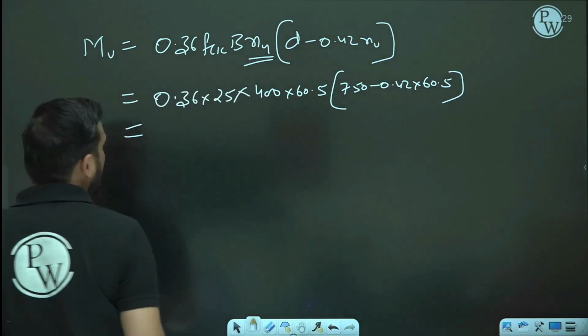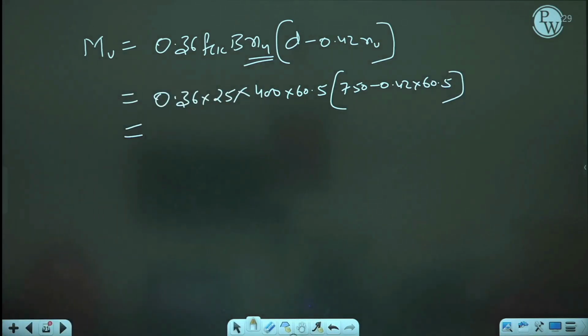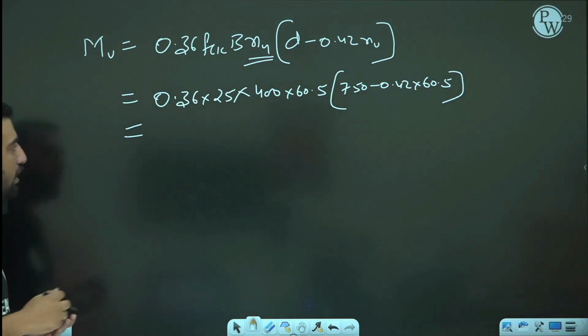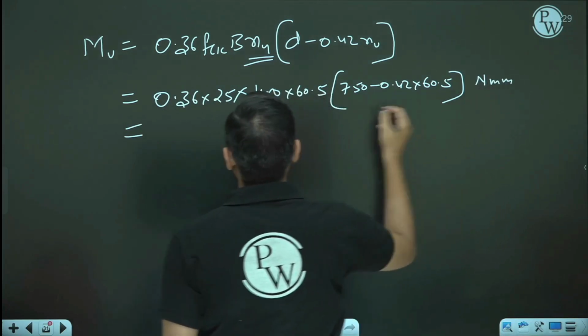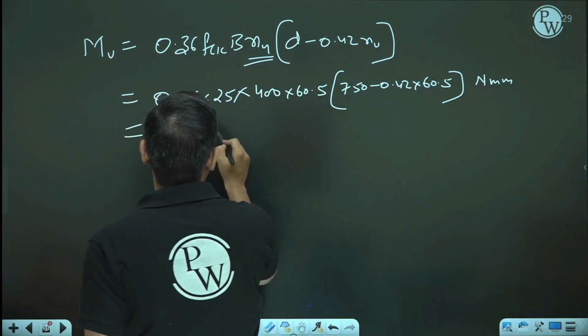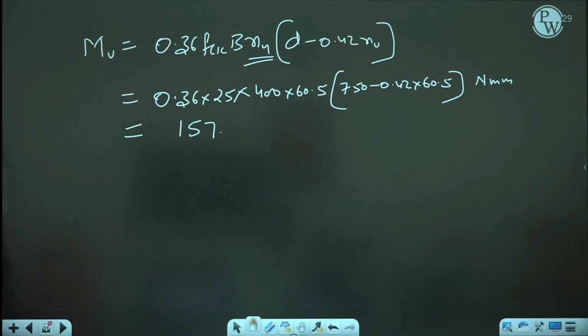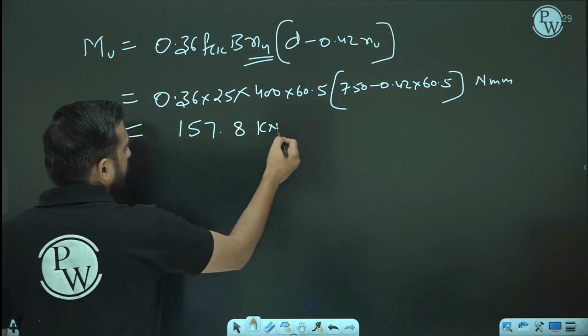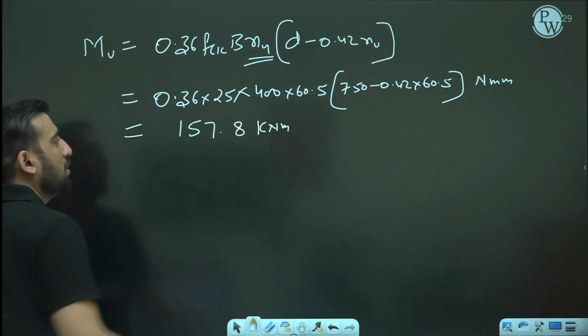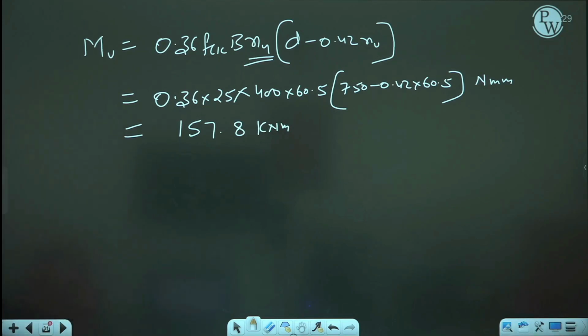You will be getting the answer in Newton mm, and on solving this equation, what will you be getting? In kilonewton meter, I am giving you the answer. This would come in Newton mm. In kilonewton meter, you will be getting 157.8, around 8. Okay. So convert that Newton mm into kilonewton meter. Okay. Now the next question.